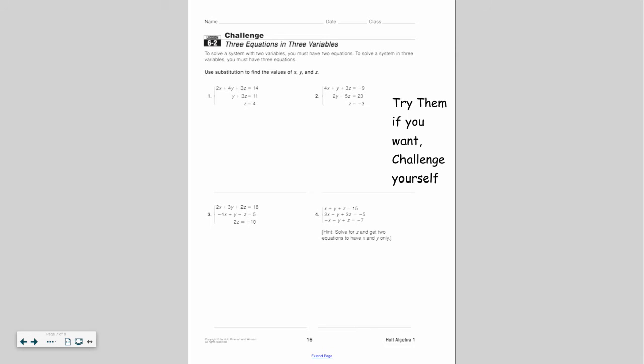These are challenge problems, now with 3 variables and 3 equations. And this is the assessment for this. And once you're done with this assessment, please hand it in. Remember to check your answers on Google Classroom as they are posted underneath the worksheets.